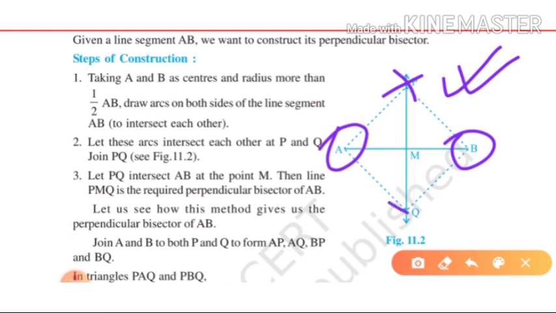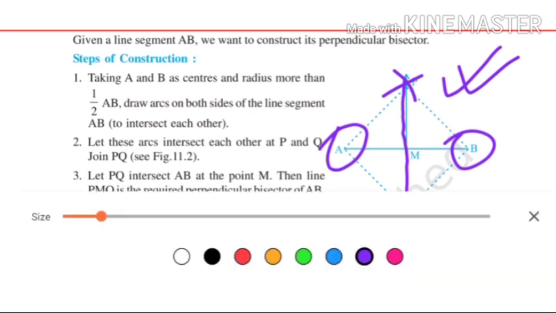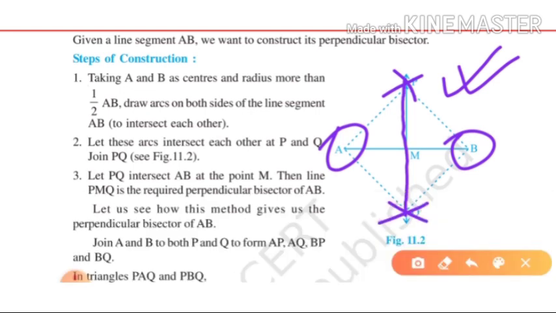So from B again here and from A again here, they will cut each other, and then we join these points. On joining, we can see the points given as P and Q meet the line AB at this point M. That means M is the midpoint of AB.